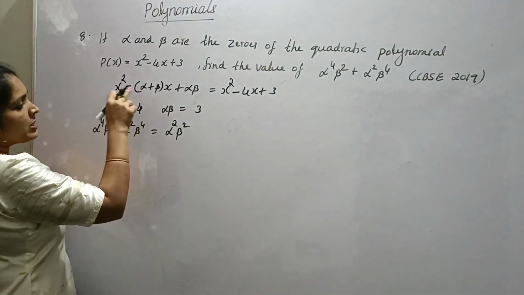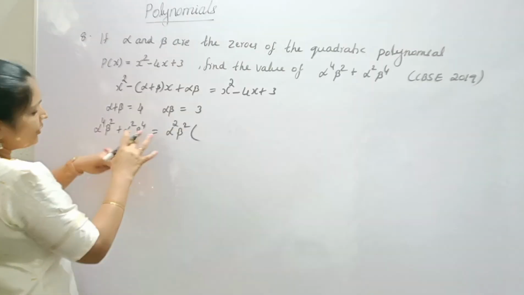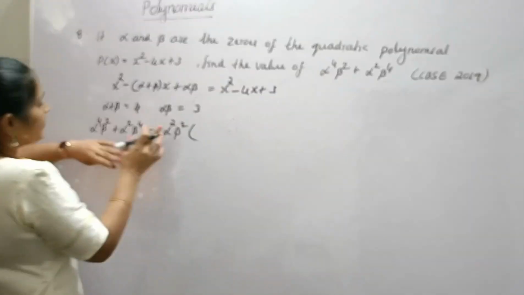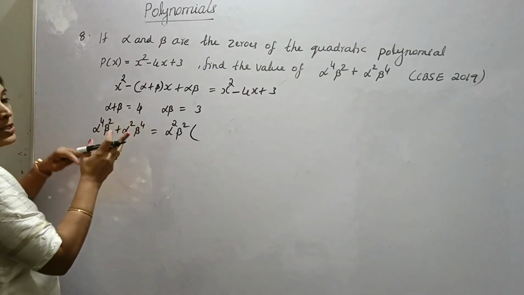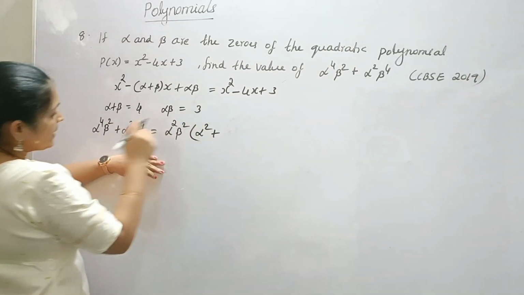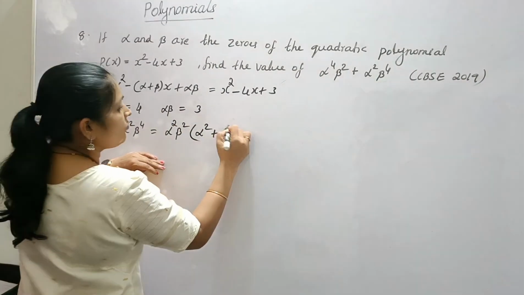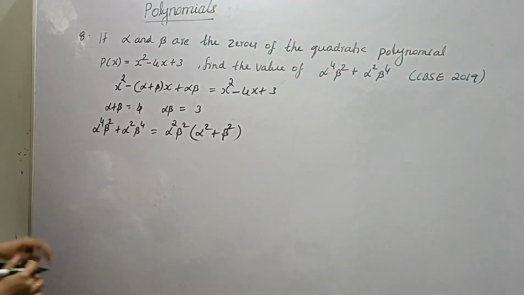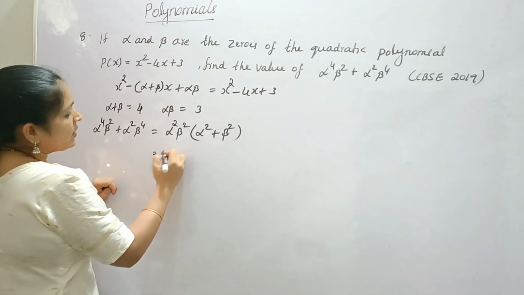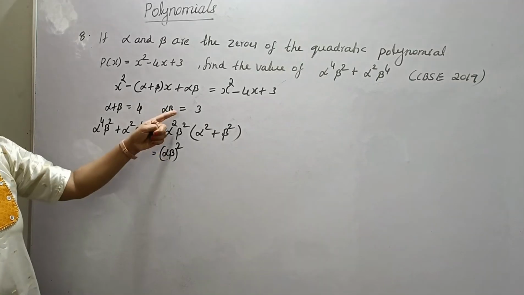See here, the values of alpha plus beta and alpha into beta we have. So here we have to make the terms in alpha plus beta and alpha beta. We have taken alpha square beta square outside, so remaining is alpha square plus beta square. Then alpha square beta square is nothing but alpha into beta whole square. Now here we can substitute directly.